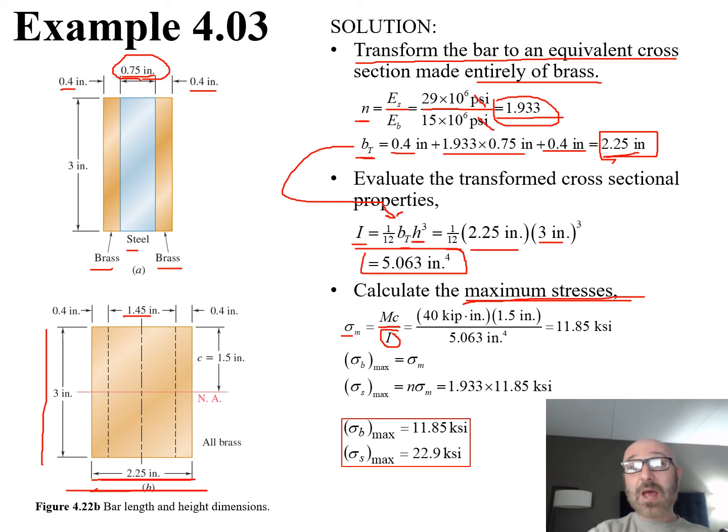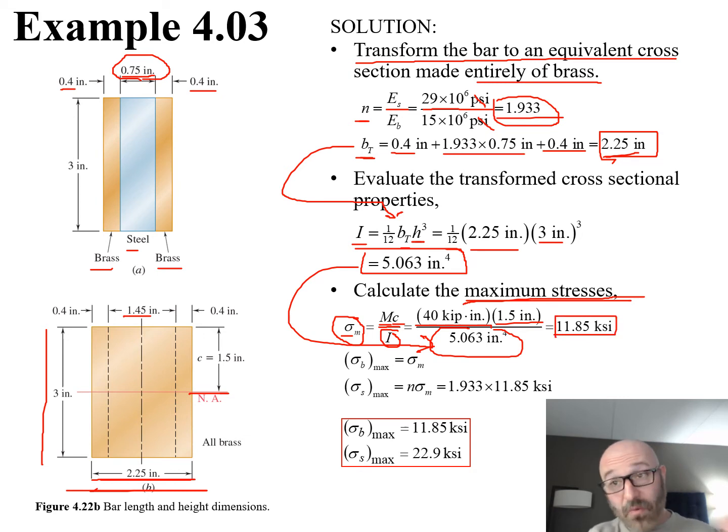Well, they gave us an M value in the problem statement that was 40 kip-inches, and they gave us a value for c, which is going to be half our height, because our neutral axis, now that we've done that composite cross-sectional area, is going to be at 1.5, or half that 3 inches. So we plug our 1.5 in there. Now we bring down our I value, which is 5.063 inches to the 4th. And now we do out our math, and we find that our maximum stress is going to be 11.85 KSI.